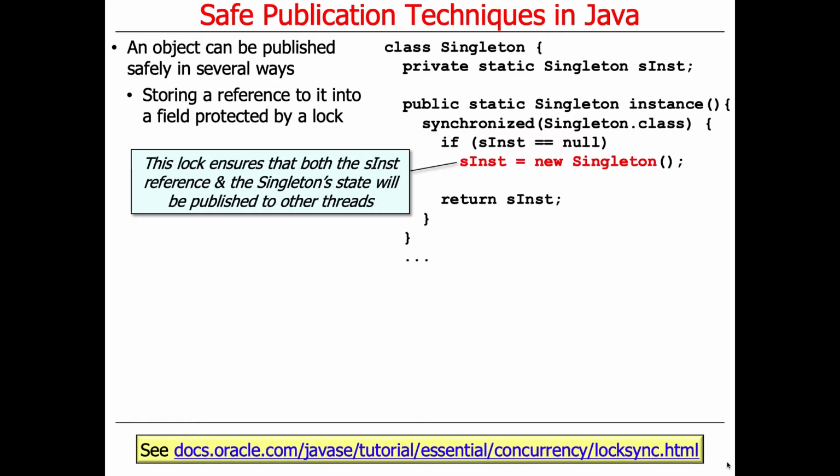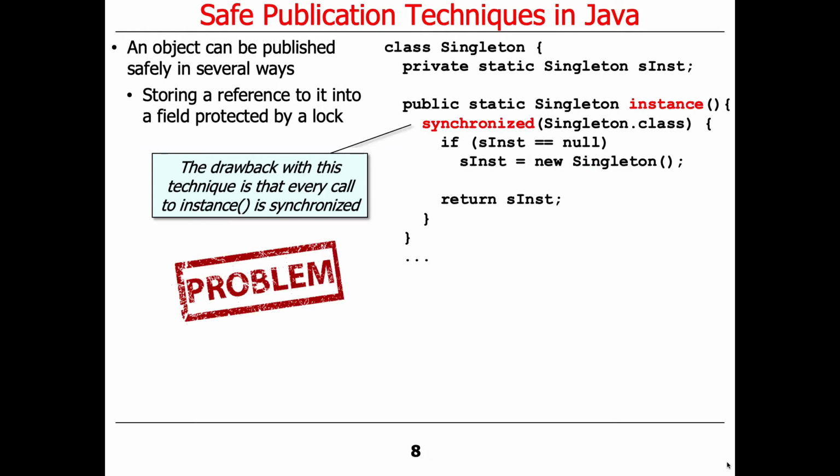So the lock ensures that both the reference, sinst, and the contents of what the reference references, namely the singleton object, will be pushed out or published to other threads when they get their shot at checking to see if inst is null. So that's one trivial way of doing things. The drawback with this approach is that every call to instance is synchronized. So it's going to be more synchronization than we really need, because we really only need to synchronize the first time in.